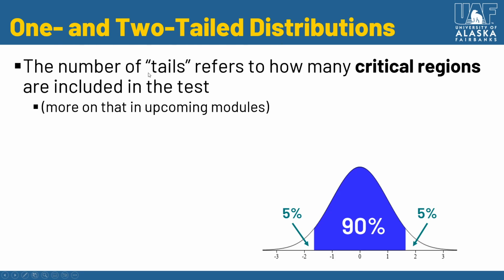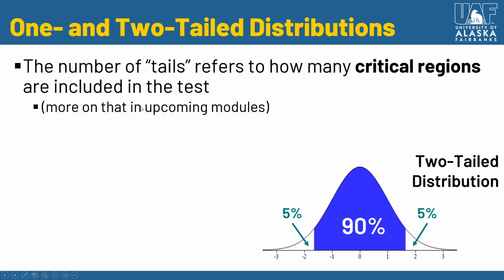And so when we hear the term tail, that just refers to how many critical regions are included in the test. So here, this is an example of a 2-tailed test, right? Because we have 2 critical regions, right? And critical regions essentially just think like the thing that we're interested in, right? What's critical? What are we highlighting? Where is the probabilities coming into play? Right, so in this case, it's a 2-tailed distribution.